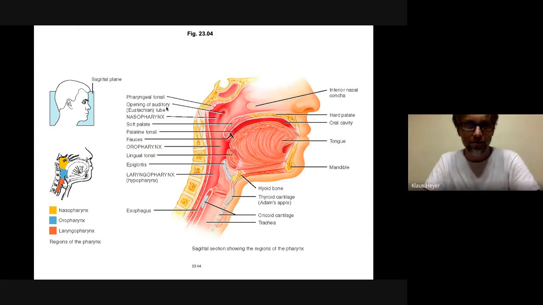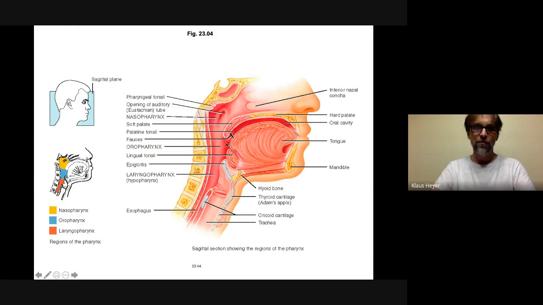horizontal. Couldn't think of the word. So it's more horizontal in kids, and that's kind of why when kids have infections, it could spread more easily to the ear. Not that you're going to be tested on that, but so nasopharynx.